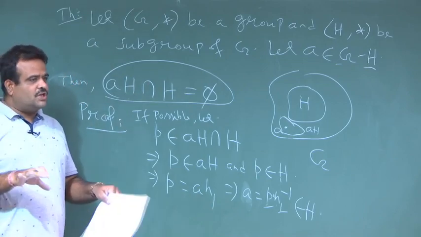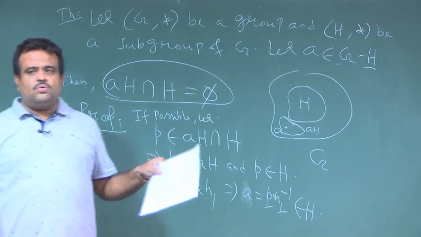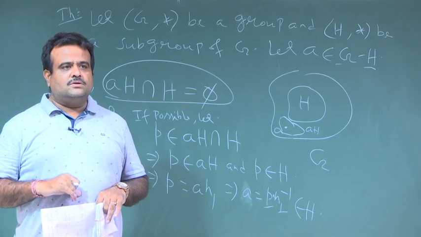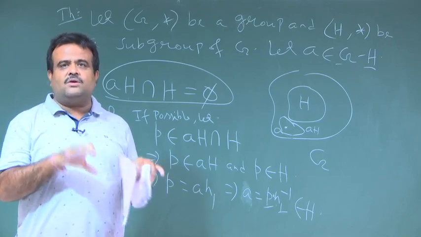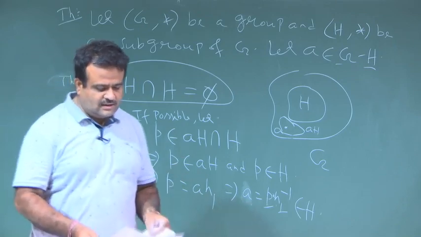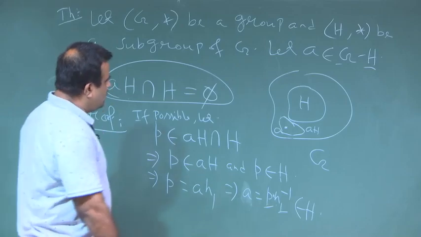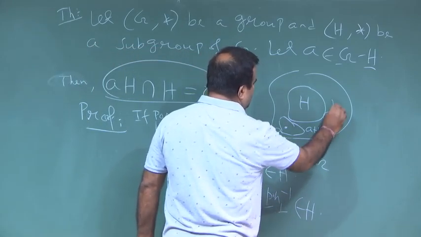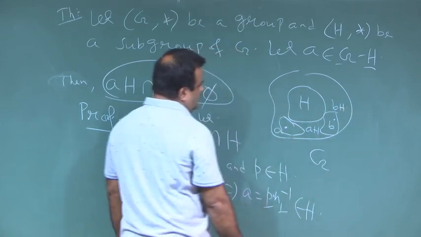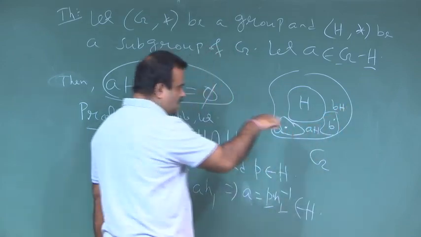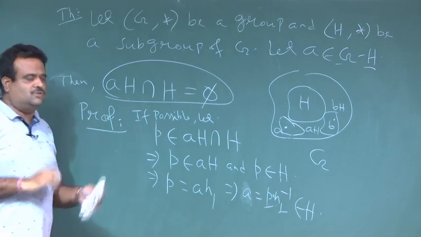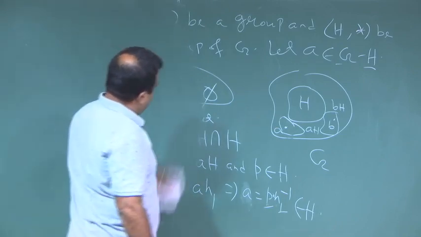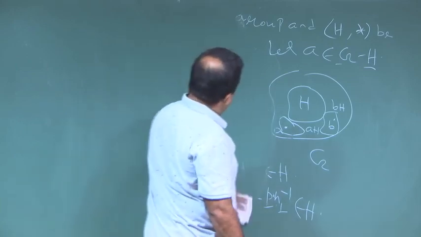Now, we want to see if we take two left cosets, aH and bH, we will see either they are disjoint or they are the same. So, that is another result we will see. If you take another element b, and consider bH, then we will see either they are the same or they are disjoint. That will lead us to an equivalence relation. We will come to that slowly.